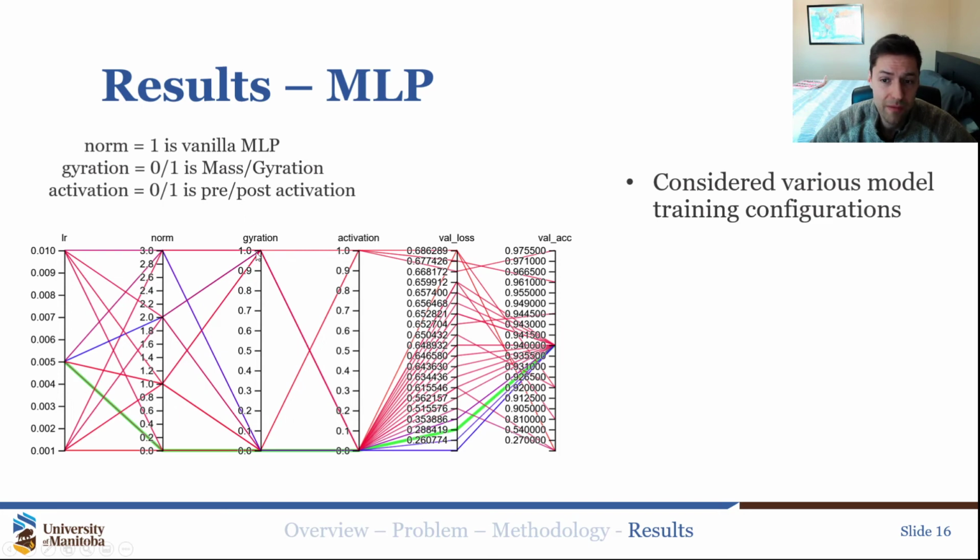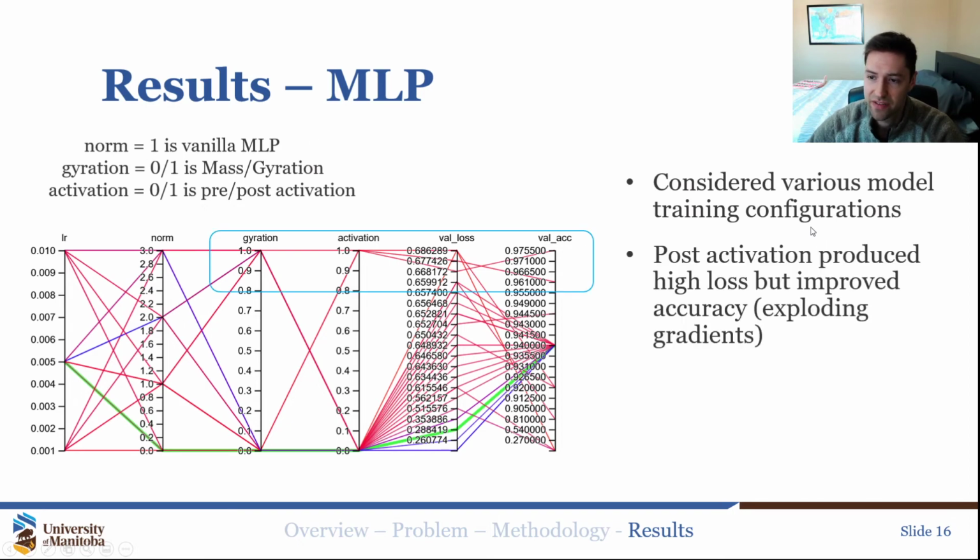Gyration refers to 1 being gyration fractal dimension, 0 being mass radius. Again, gyration being moving centroid, mass radius being stationary centroid. Activation, 1 being post-activation, 0 being pre-activation, and then we have the validation loss and validation accuracy. So that's what this legend is up here, and then we consider different training configurations. All I want you to focus on is that post-activation implementation. Again, we're just adding the complexity measure to the activations.